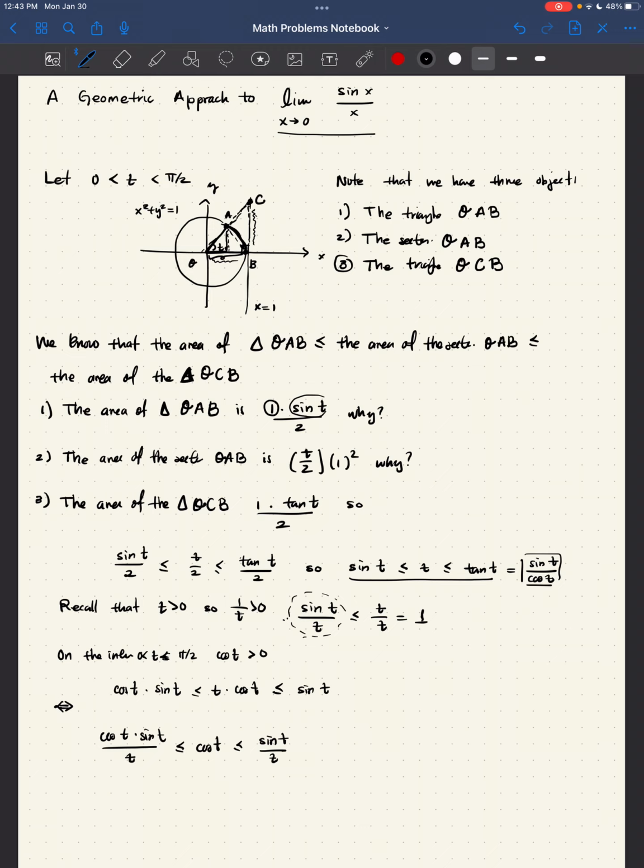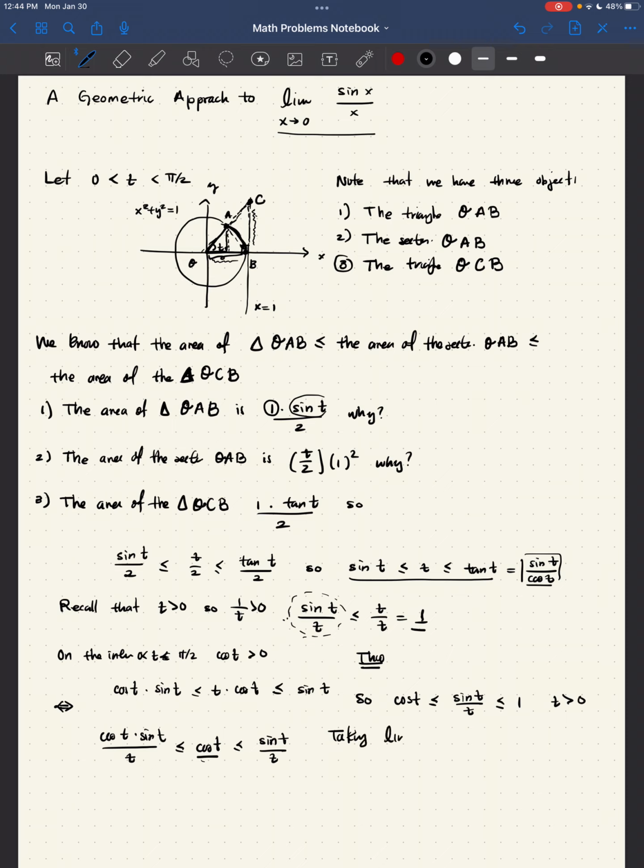So look, now we have the following. You see? I have that sine of t over t is bounded between this quantity and this one. So we have that the cosine of t is less than or equal than the sine of t over t, which is less than or equal than 1. Of course, right? For t greater than 0, right? Well, let's take limits.